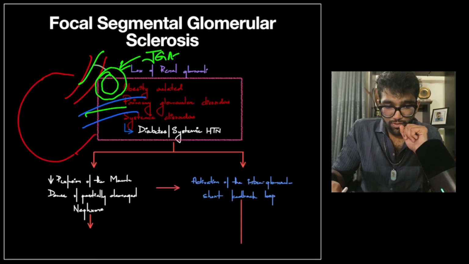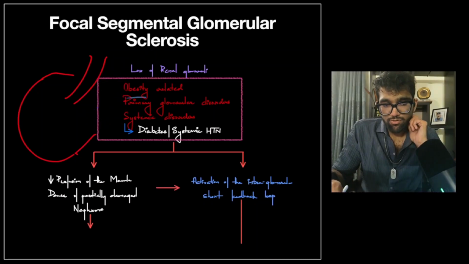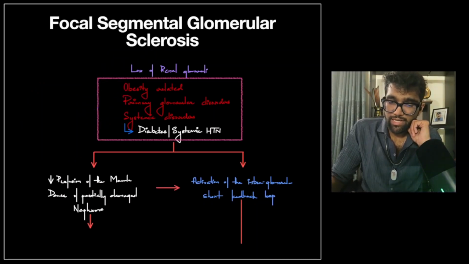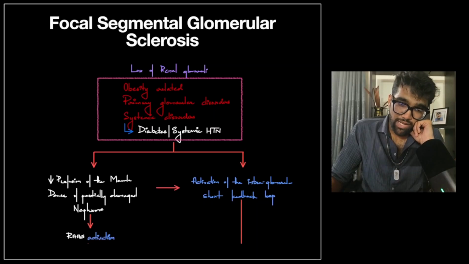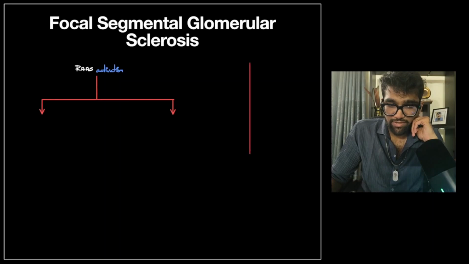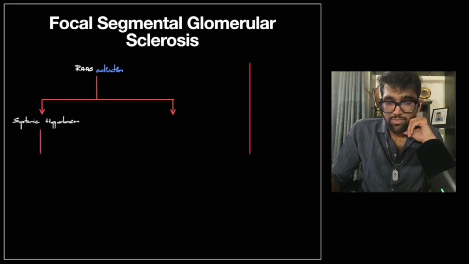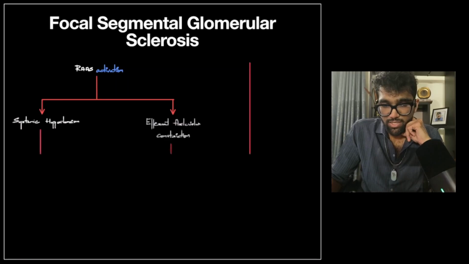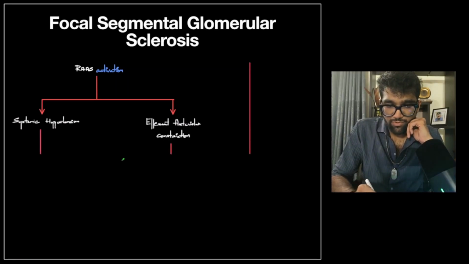Now, let's go ahead with the next thing. So we've got decreased perfusion of the macula densa of the partially damaged nephrons, resulting in activation of intraglomerular short feedback, also resulting in RAS activation. Now RAS activation has some interesting effects. One is that RAS in the systemic circulation causes an increase in blood pressure, and it causes efferent arteriolar constriction.